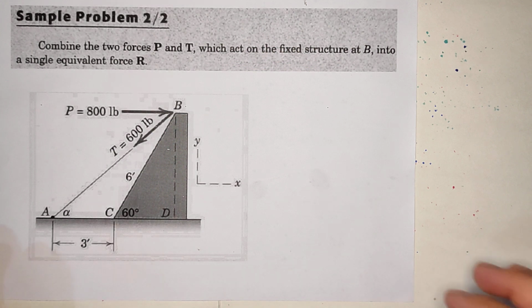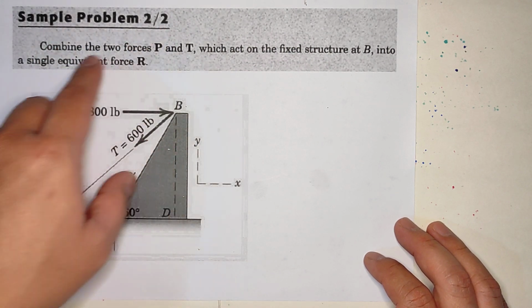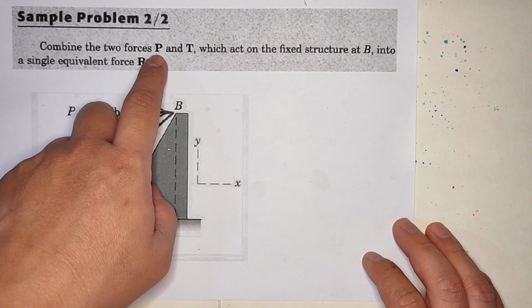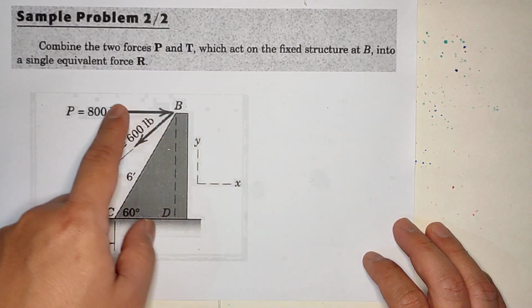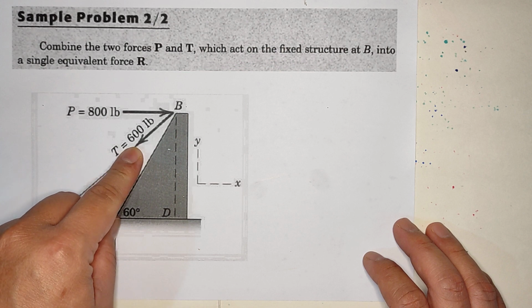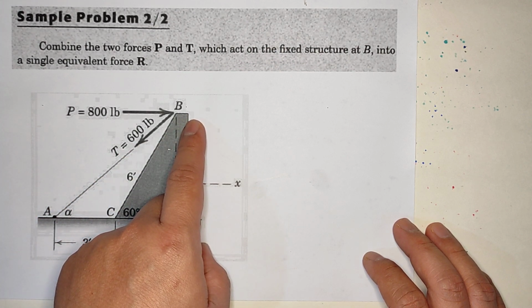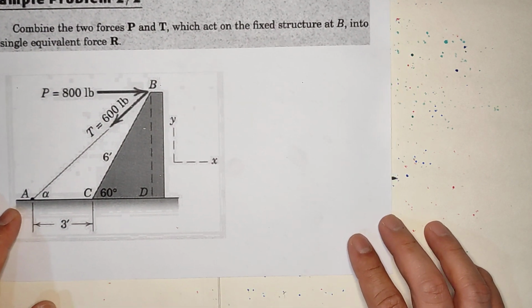Hello. So let's answer sample problem 2/2. It says combine the two forces P and T which act on the fixed structure at B into an equivalent force R. So the problem is asking for the resultant.